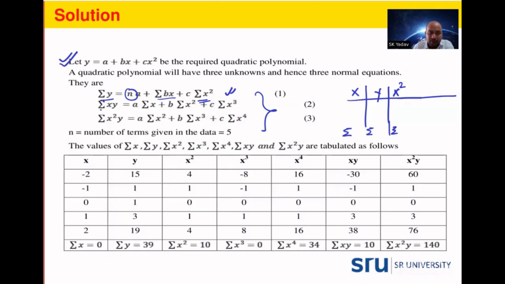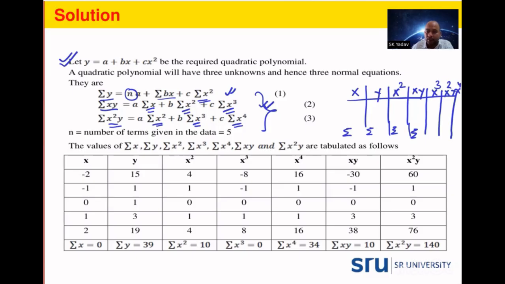Now the second one, summation xy. So I have to compute the xy column and then take summation. And then a times summation x, which is already computed, and summation x square, already computed. Now x cube is here, so I need to compute x cube. So this second equation is also completed. Now in the third equation, the left side is x square y, so I need to compute this extra column x square y. And then on the right side, a times x square is computed, x cube is computed. Now summation x power 4, so I also have to compute x power 4.